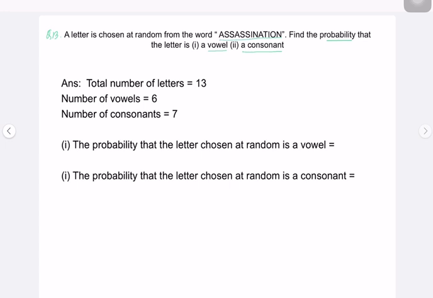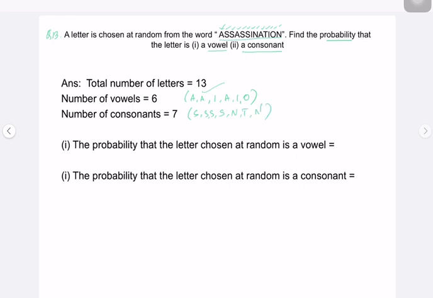I have done it for you. When I count, I think it is 13. So we have 13. Assassination: 1, 2, 3, 4, 5, 6, 7, 8, 9, 10, 11, 12, 13. So you have 13 letters in the word assassination. Then the total number of vowels. How many vowels are there? Vowels, you have A, I, O. So we have 6 vowels. And then the number of consonants, we have S, 4 S's, and then we have N, T, and N. I think we have 7 consonants here.